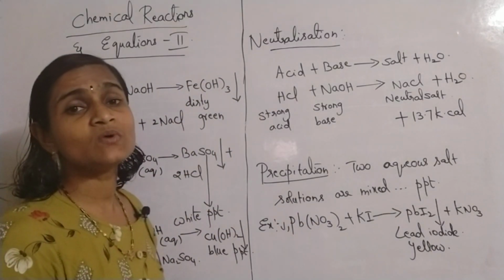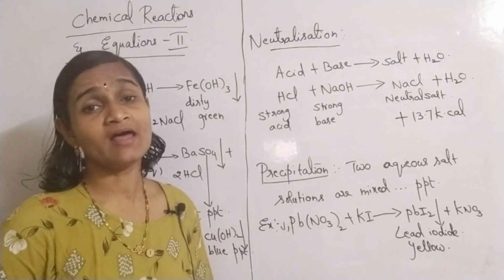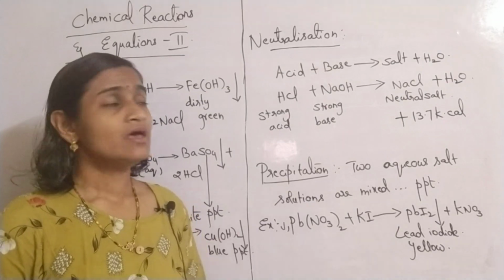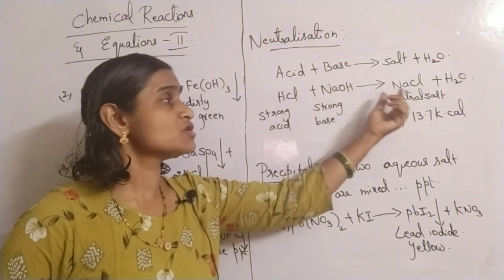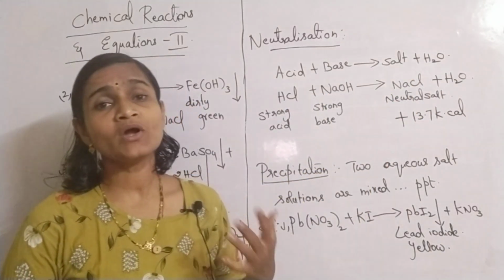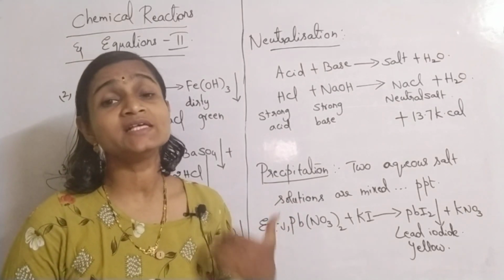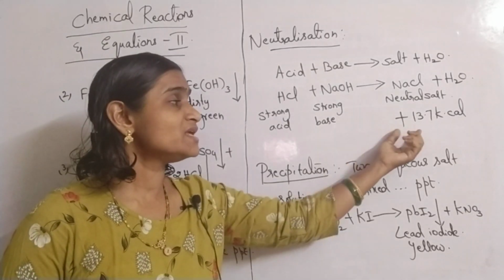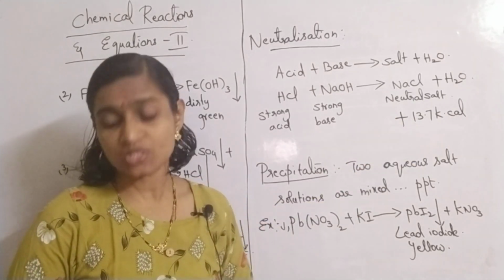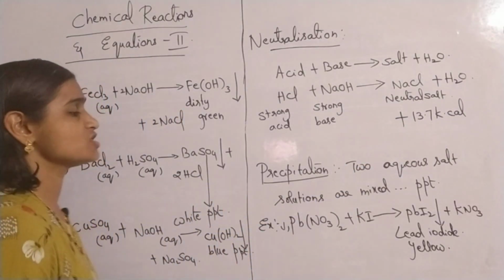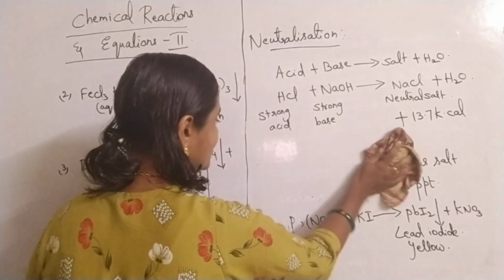Along with the products, 13.7 kilocalories of heat is also liberated. That means neutralization reactions are exothermic reactions. After the formation of salt and water, 13.7 kilocalories of heat is liberated, which means neutralization reactions are exothermic reactions. So you have to remember that point.